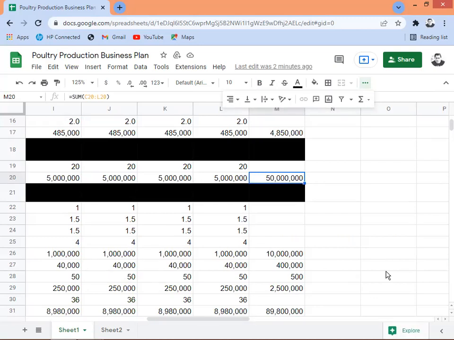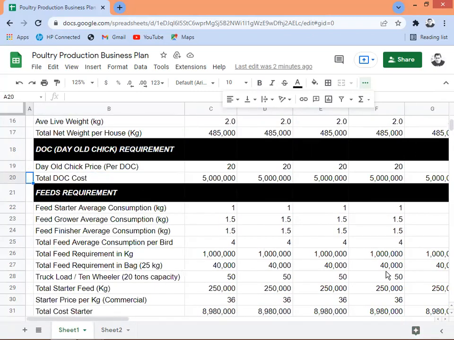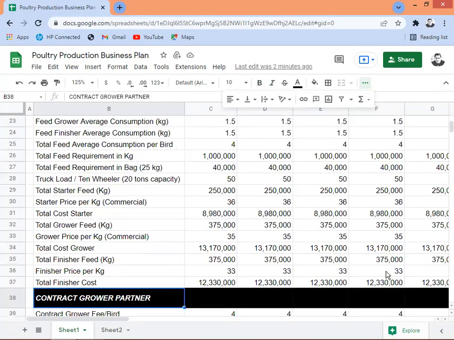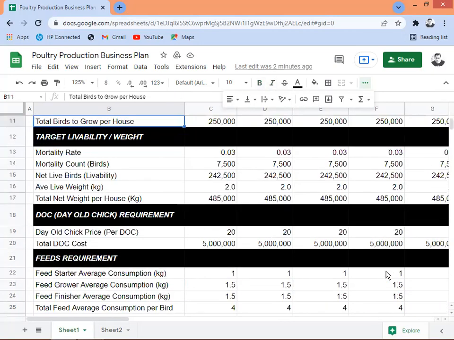And then what else you're gonna need for capital? Your feeds. You're gonna buy the feeds. I haven't considered, by the way, other things like vaccine, but it's minimal, so no problem. You're gonna supply the vaccine. Vitamins and minerals are already included in the feed formulation, so you don't worry about that.